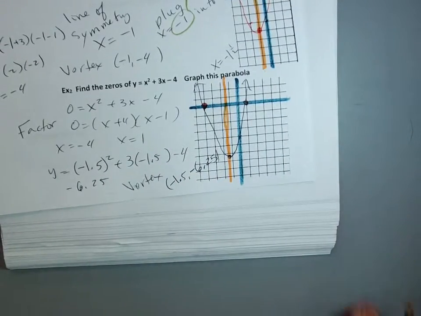Before I turn the page, it's as easy as this. You guys agree? X-intercepts. The vertex has got to be smack down in the middle. Boom, boom, 2 points. Where's the line of symmetry? Right straight down the middle. Everybody agree? Super easy. Okay, ready to turn the page?